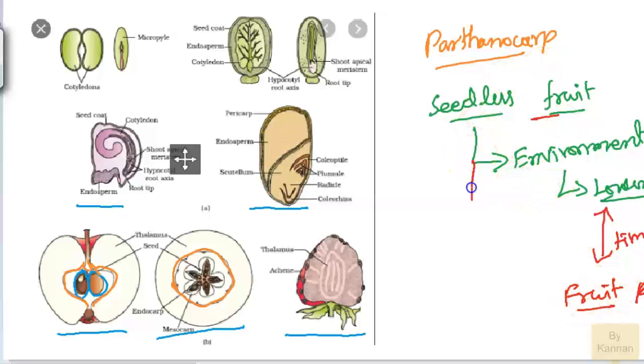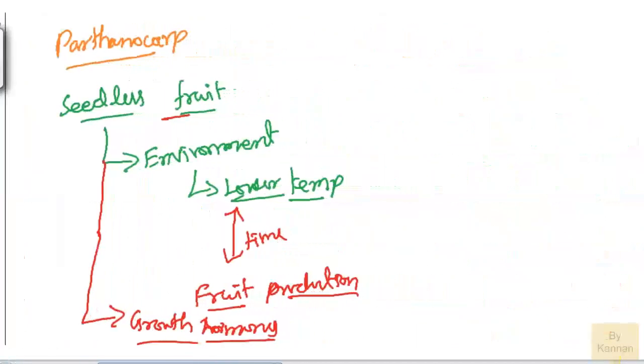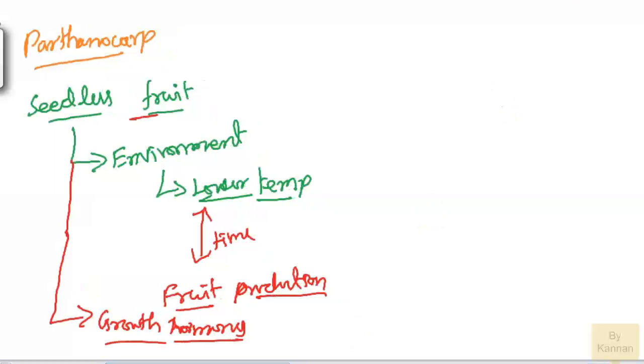Not only the environment, it can also be triggered by plant hormones. We call them growth hormones. So growth hormones also trigger the parthenocarpy process. Fine. This is one of the economically important steps. Most people prefer parthenocarpic fruits, so that there are no disturbances from seeds.